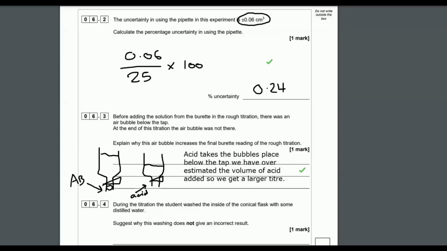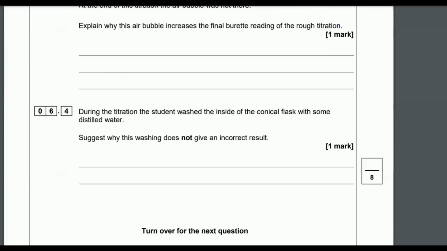So 6.4. During the titration, the student washed the inside of the conical flask with some distilled water. Suggest why this washing does not give an incorrect result. So it's natural to think in your head, hold on, if you've added water, haven't you diluted the concentration of what's in the conical flask?